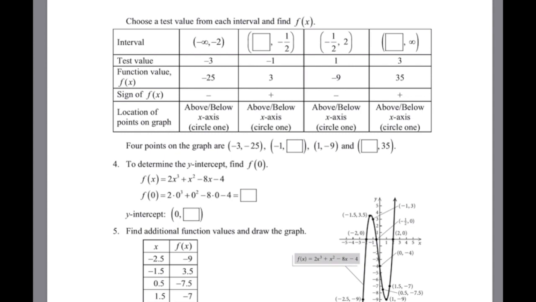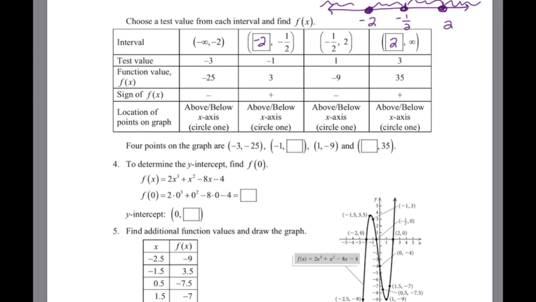Just drawing a quick sketch of our graph here of our x-intercepts. We have -2, -0.5, and we have +2. That gives us 4 intervals. We have the interval from -infinity to -2. Is this area going to be positive or negative? From -2 to -0.5, is this area going to be positive or negative? From -0.5 to 2, positive or negative? And then from 2 to positive infinity, is it going to be positive or negative?